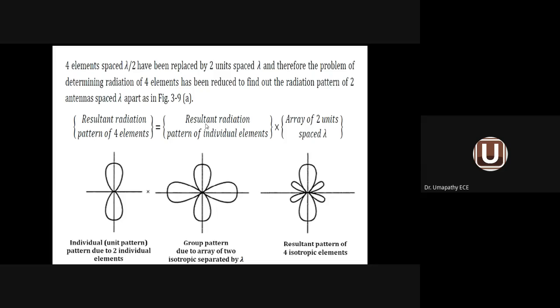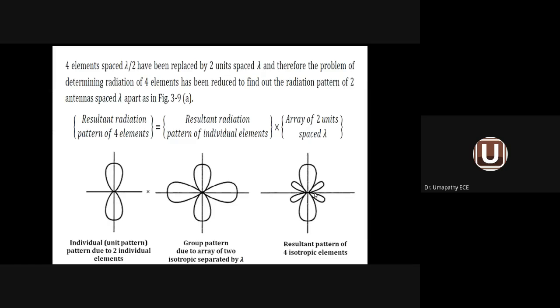Our formula says resultant radiation pattern for the individual element, array of 2 units spaced lambda is available. So this radiation pattern is this one. This radiation pattern is this one. When I multiply them, I will get the overall radiation pattern. So we are getting the radiation pattern without calculating the expression ET. You can see that the figure of 8 is coming directly here in the vertical manner. And these things are converting to the side lobe. So this method is called pattern multiplication.